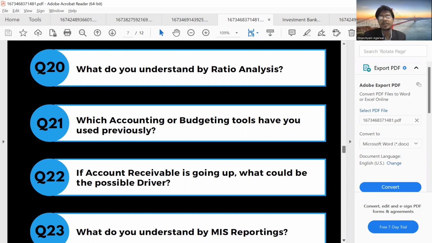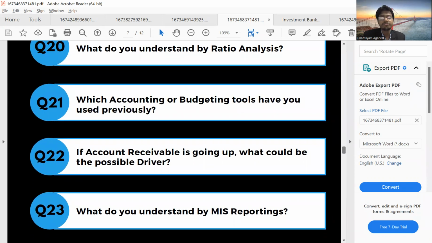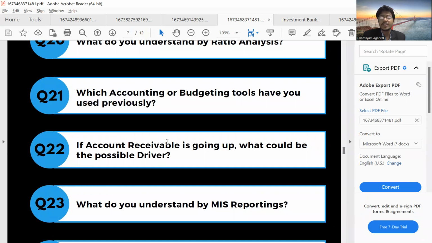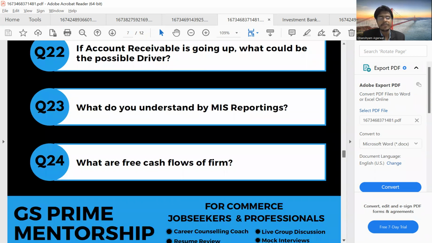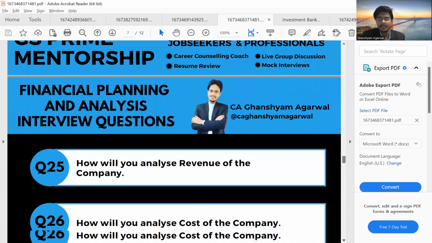Now these accounting data can be fake also, right? So you need to check that also. You have to check the top 10 data points from them, whether they are related party or not. What do you understand by MIS reporting? They are also asking this. What is the impact of COVID on the business?